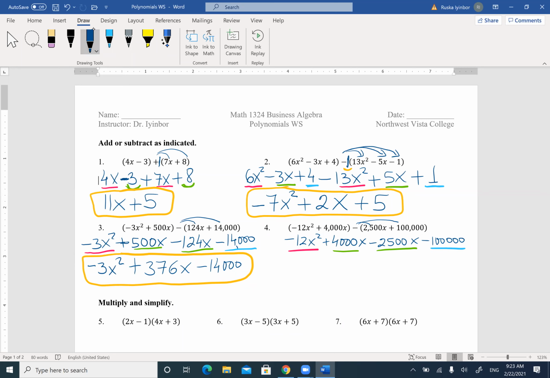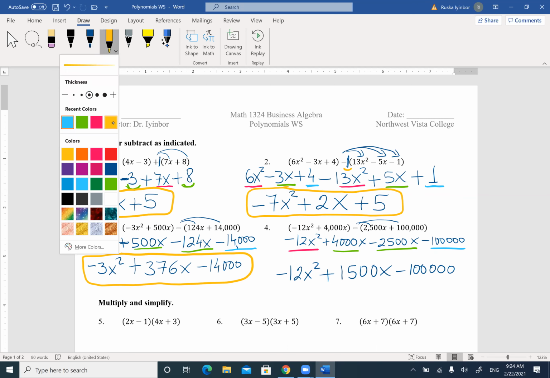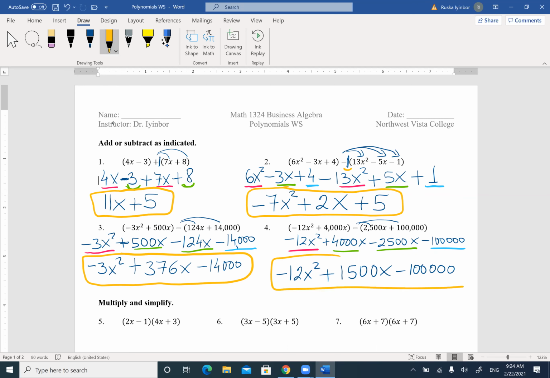Okay, and then the answer is going to be negative 12x squared plus, when you subtract 4,000 minus 2,500, it's going to be 1,500x minus 100,000. Okay, and that's my final answer. Any questions?